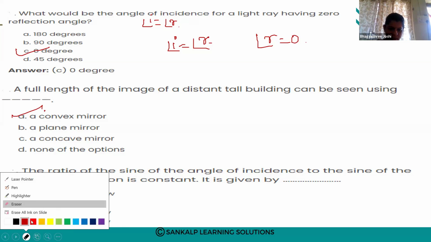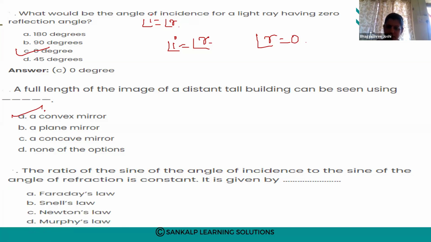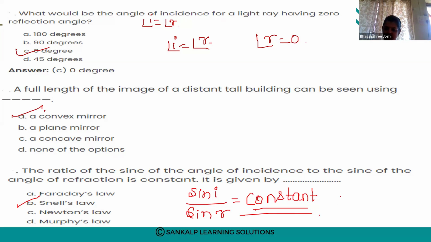The ratio of the sine of angle of incidence to the sine of angle of refraction is constant, then it is given by which scientist's law? That is Faraday's law, Snell's law, Newton's law, Murphy's law. That is Snell's law. Sin I divided by sin R, right? Sine of angle of incidence divided by sine of angle of refraction is equal to constant. This constant is called refractive index. This is Snell's law. So option B is right.